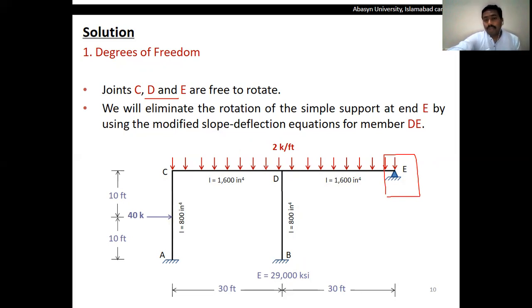and we can apply the modified slope-deflection equation on the member D to E to reduce our number of degrees of freedom, like we did in the example of the beam structures, because we know that there is no moment at the pin spots, whether the pin spot is in the beams or in the frame structures. Moreover, a frame is like a combination of a number of beams.